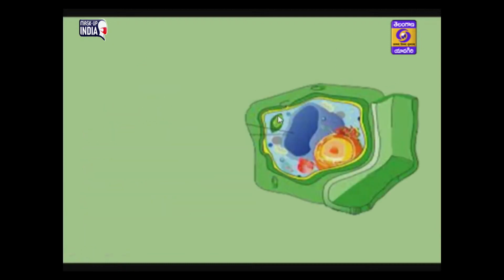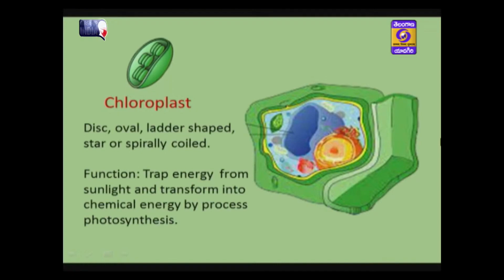Now, here you can observe one more organelle, green in color: chloroplast. Chloroplasts are in different shapes. They are disc, oval, ladder shaped, star or spirally coiled. The main function of the chloroplast is to trap energy from sunlight and transform it into chemical energy by the process of photosynthesis.